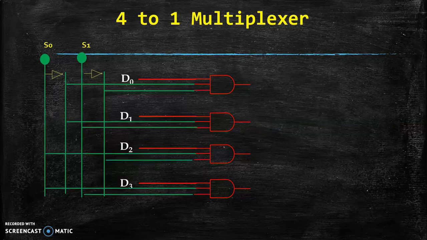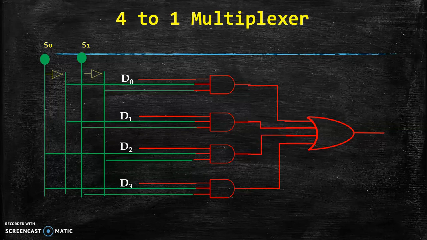At the output side, we require one OR gate. Output of each AND gate will be connected to the input of the OR gate. Because we have used 4 product terms and we have used 4 AND gate, the OR gate is with the 4 inputs. So output of AND gate, now it is connected to the input of the OR gate, and output of OR gate that gives us the final output signal. So this way we can implement logic circuit for 4 to 1 multiplexer.